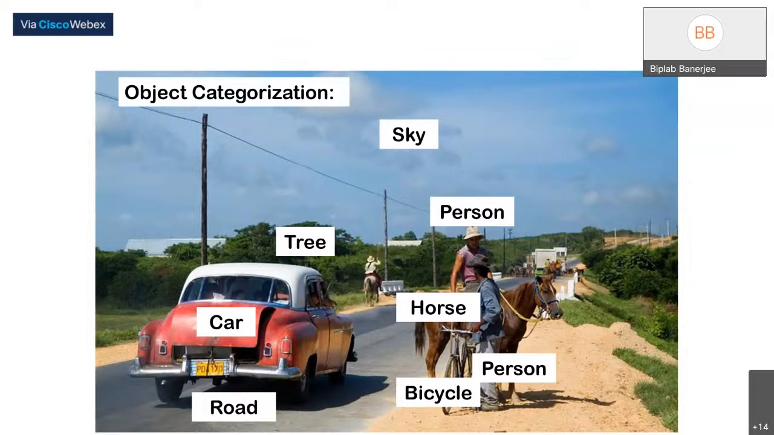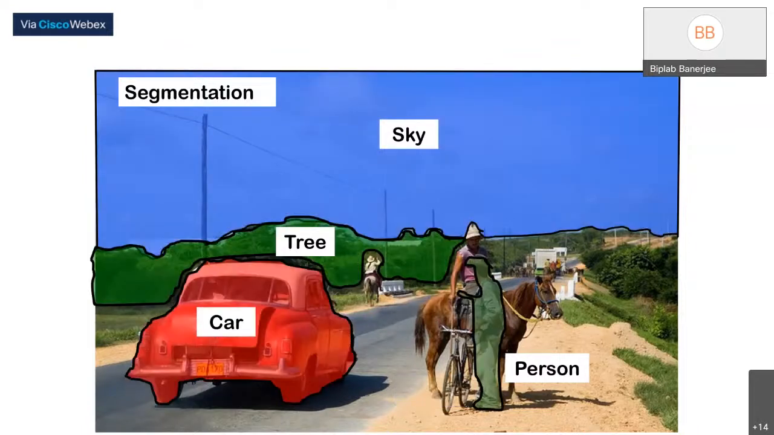But now, if we start looking into the whole scene in a holistic manner, the first problem is called object categorization, where we want to find out all possible objects present in the scene. In some sense, this problem is called multi-label classification because for every scene, as you can visualize here, there could be multiple possible labels.